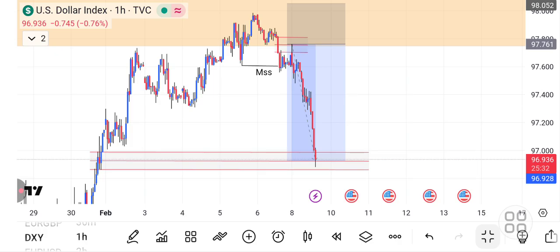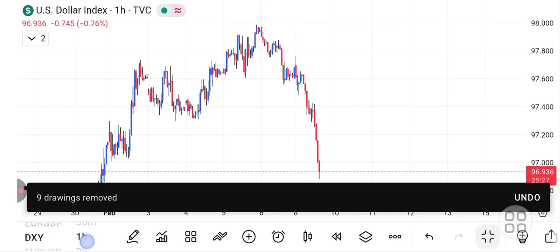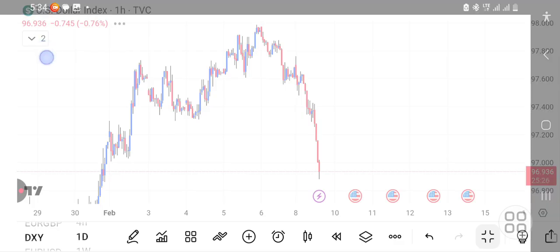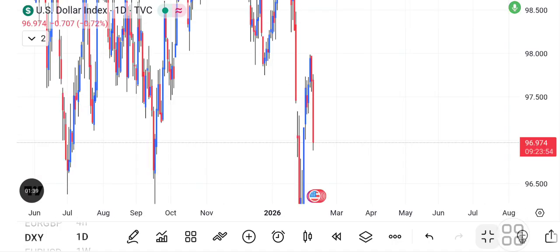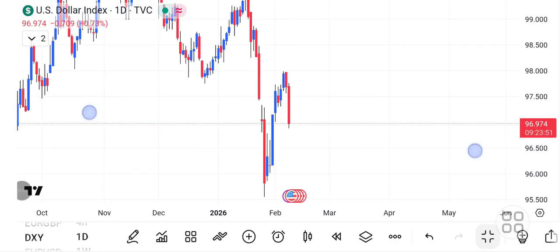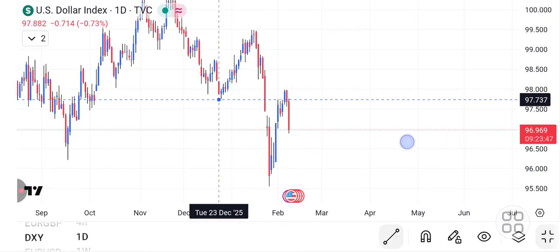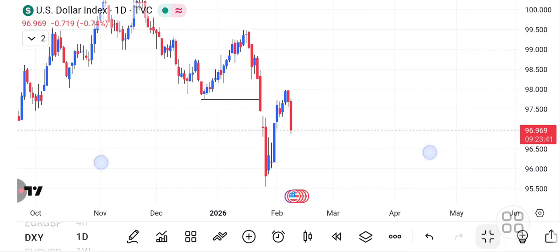It has just hit the TP, so I'll be removing everything, then starting with the daily. From the daily time frame, I saw that price was bearish. So from the daily, we had right here a breakout structure, which showed me that price was really in the downtrend.